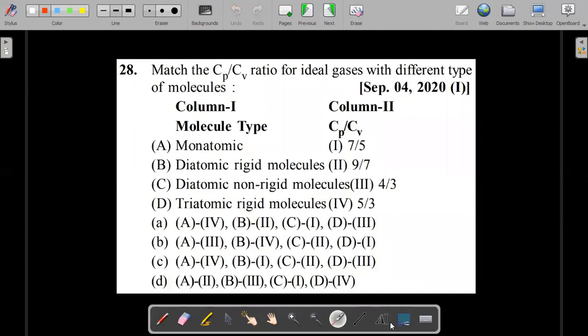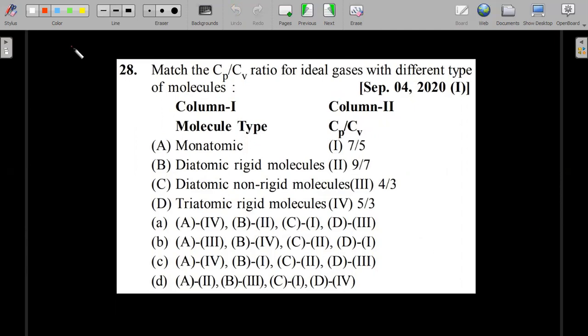Now we are into degrees of freedom and CP and CV ratios and all those kinds of situations. A lot of questions have been asked in the past, and also you need to be thorough with your discussions from the NCERT book on these concepts. So match the CP by CV ratio. We'll start with the basic one. Ideal gases with different types of molecules: monatomic, diatomic rigid ones, diatomic non-rigid ones, that means vibrations are allowed, and triatomic rigid molecules.